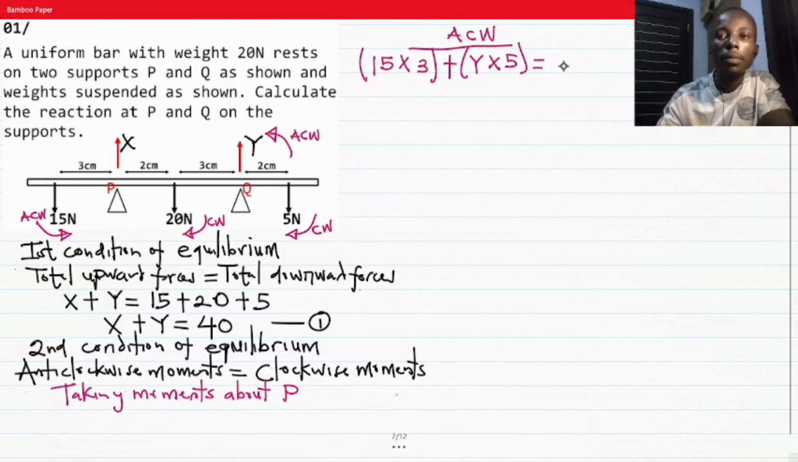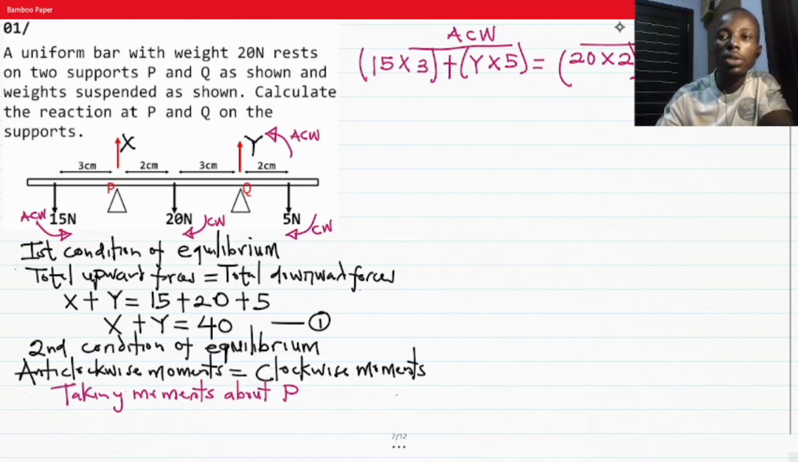I have 20, and the line of action is 2. 20 times 2, I close the bracket, plus 5 to point P here, we have 2 plus 3, that's 5. 5 plus 2, that's 7. So 5 times 7.